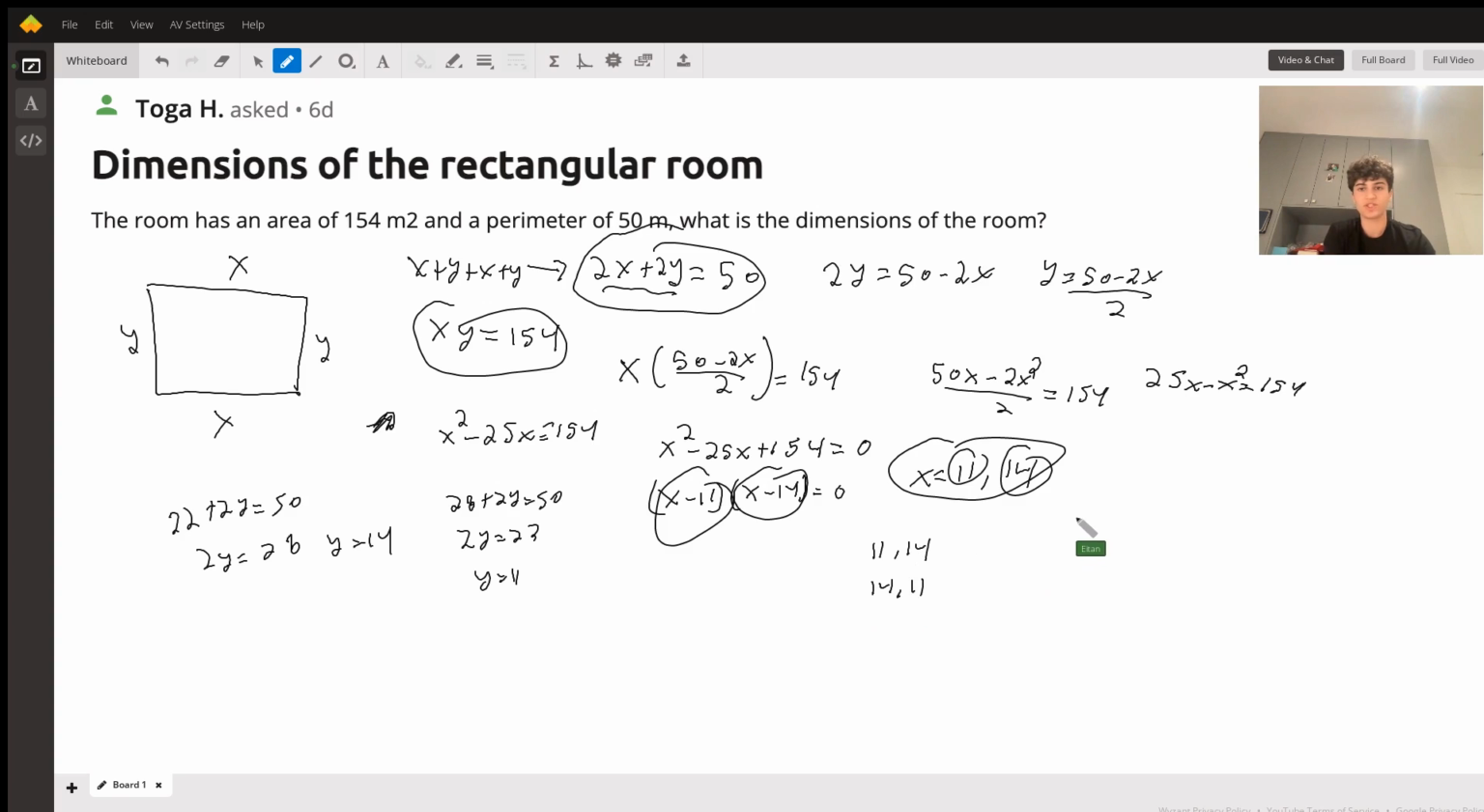So we know the dimensions of the room are 11 by 14, but we don't know which one's the width and which one is the height. So the dimensions, to answer your question, are either 11 by 14 or they are 14 by 11.